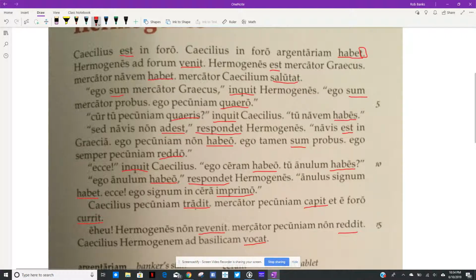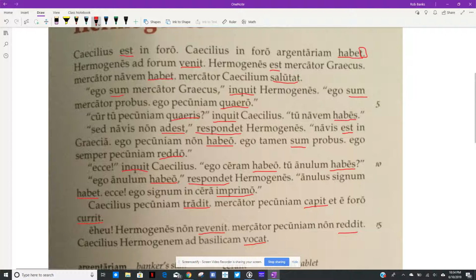"Caecilius pecuniam tradit." So Caecilius hands over the money. "Mercator pecuniam capit." The merchant capit, he takes the money. Right, still the typical word order here: subject first, verb last, everything else in the middle. Still want to know those cases though, because it can get jumbled up. "Et e foro currit," and he runs out of the forum. Well, that's a bad sign. He just lent money to this guy and he runs away with it.